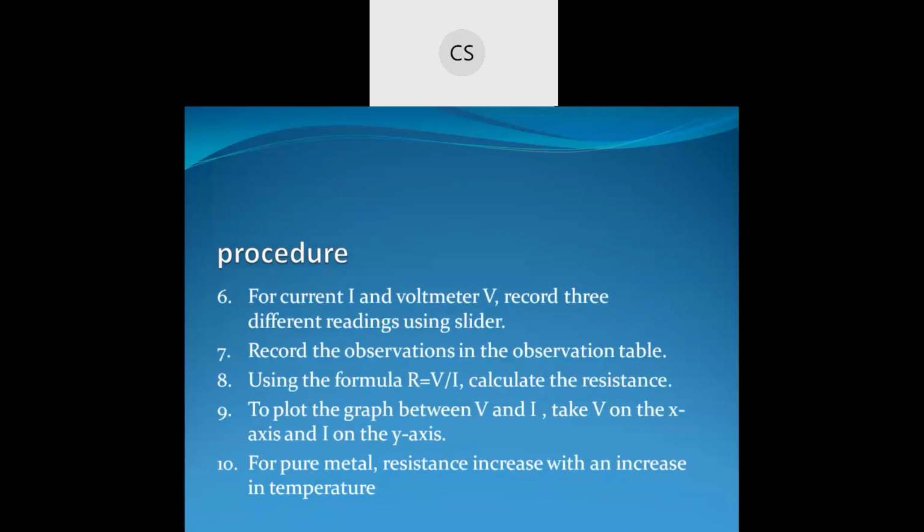Number 6, for current I and voltage V, record 3 different readings using the slider. Number 7, record the observations in the observation table. Number 8, using the formula R is equal to V by I, calculate the resistance. Number 9, to plot the graph between V and I, take V on the x-axis and I on the y-axis. Number 10, for pure metal, resistance increases with an increase in temperature.